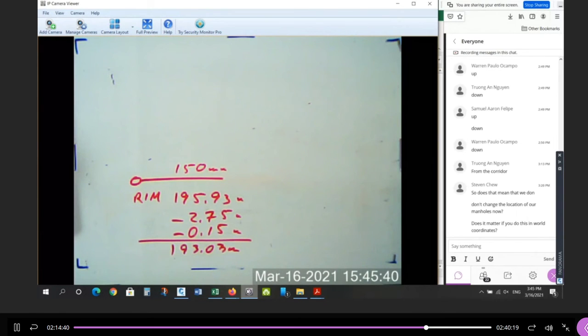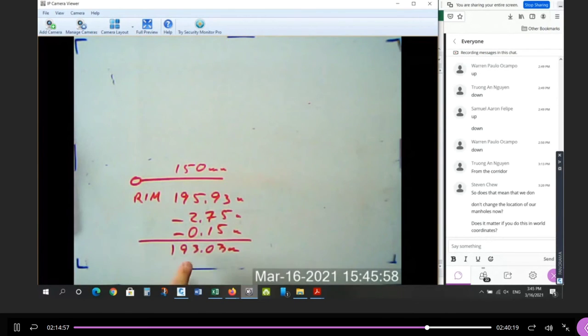Stephen, yeah, you should do this in world coordinates, right? When you're doing anything related to the Civil 3D databases, you should always be in world coordinates, okay? Sometimes it matters and sometimes it doesn't, so I would always err on the side of caution, make sure you're in world coordinates.